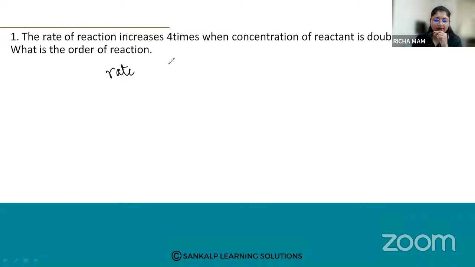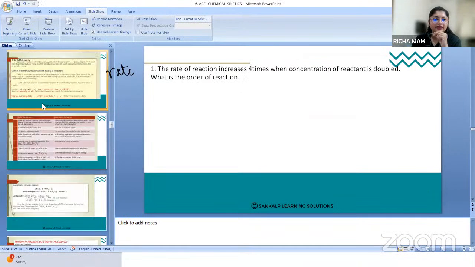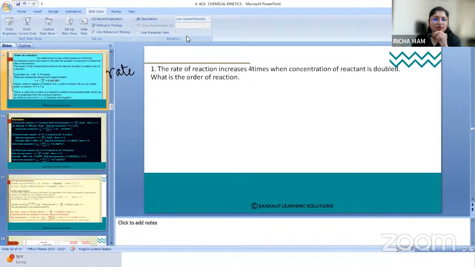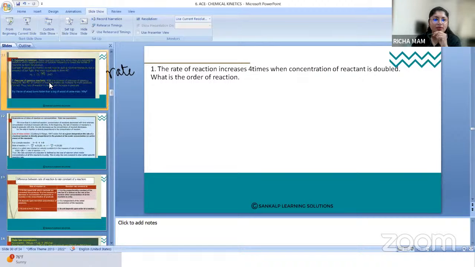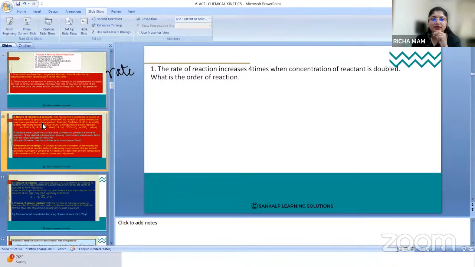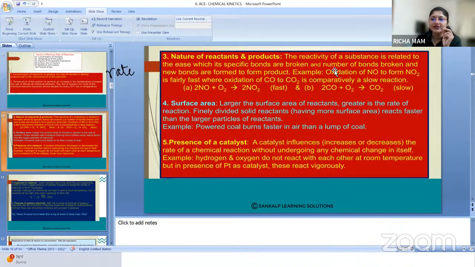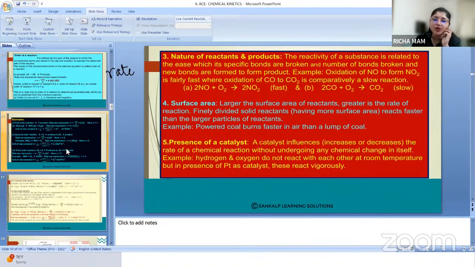When we are talking about the rate of the reaction, what is the rate of the reaction? When we talk about the reactants, the factors affecting the rate of reaction, the nature of reactant, right? The reactivity of a substance is related to the ease with which its specific bonds are broken. So it depends on the nature of reactant. The nature of reactant plays an important role.